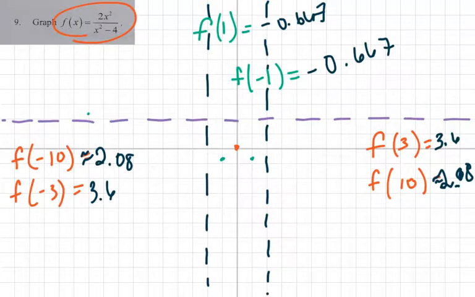And then f of negative 3 is at 3.6. 3.6, that's approximately right there. Same thing over here. Okay, 3, 4, 5, 6, 7, 8, 9, 10. A little bit above 2. It is so hard to draw this. Okay, so now I have my points, and now I can draw my function.